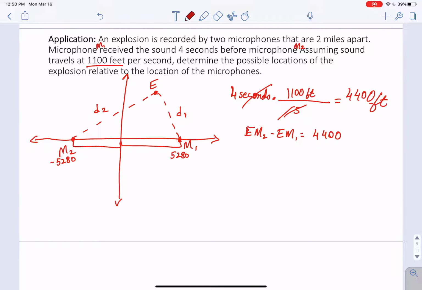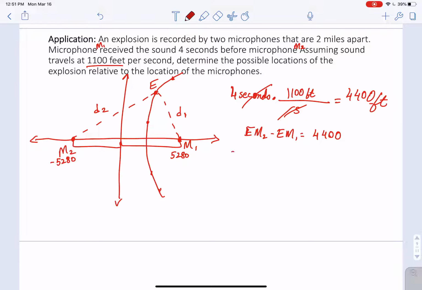If I look at this, I know this is a hyperbola situation because I have two fixed points, these microphones, and the distance from a point to each of those fixed points, when I subtract them, I have some value. That leads me to the hyperbola definition that's talking about differences. So I can place this on a hyperbola, and I know that this explosion could happen anywhere on this branch. So now I just need to figure out the equation of this. Let's try to find the equation.